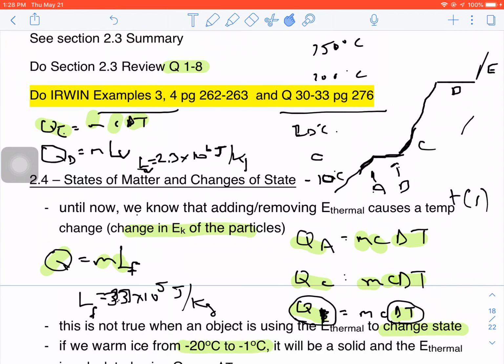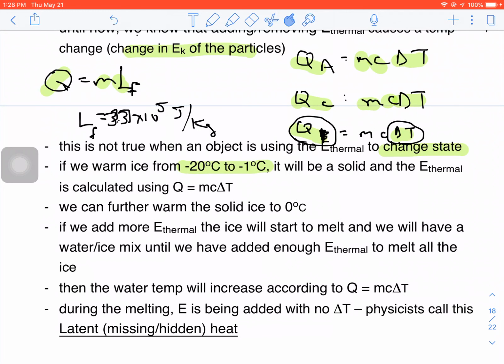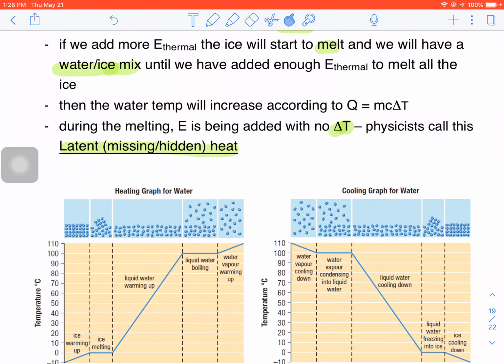Now, it says Q equals mc delta T works absolutely perfect for determining the amount of energy, and that continues until I get to 0 degrees Celsius. And now, any more thermal energy is going to cause melting to occur. Through the melting process, I'm going to have a mixture of water and ice. And as I continue to add energy, there is no delta T. So the energy is hidden energy. It's hidden heat.